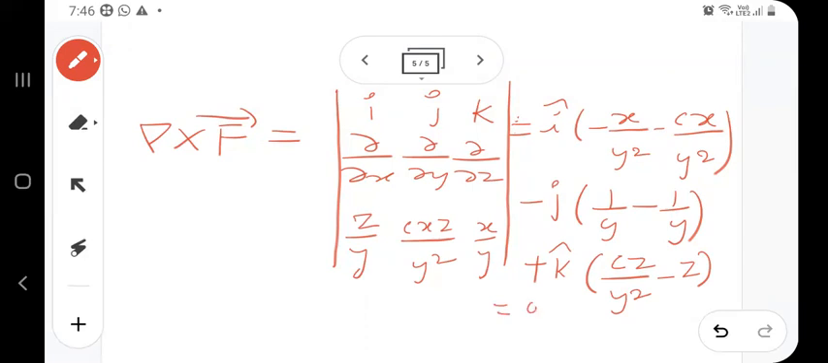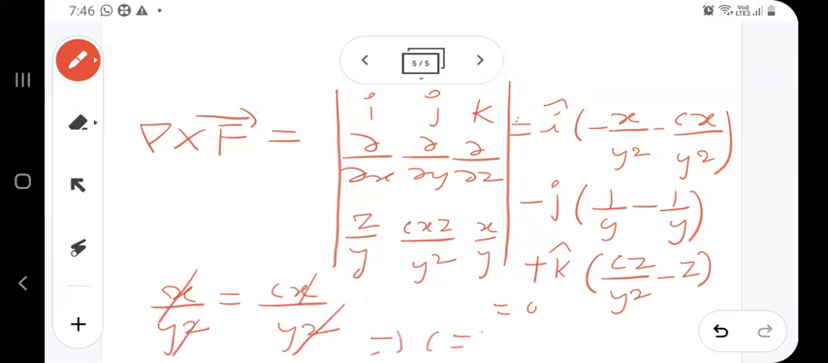If it is equal to 0, each component must be equal to 0. Then x by y square is equal to c x by y square. Cancel x, which implies c is equal to 1. But actually minus x by y square equals c x by y square, so c is equal to minus 1.